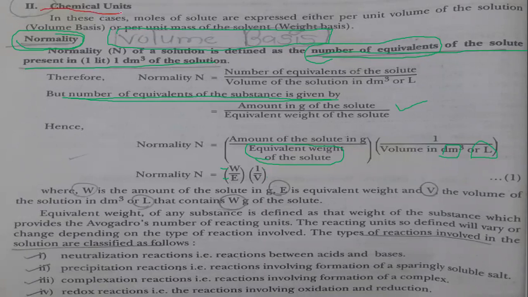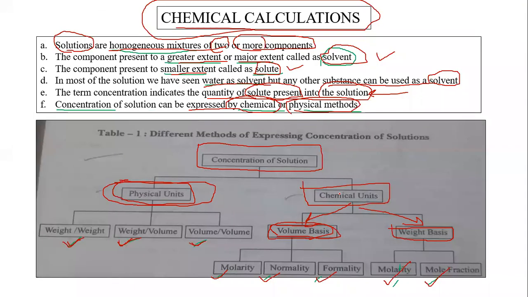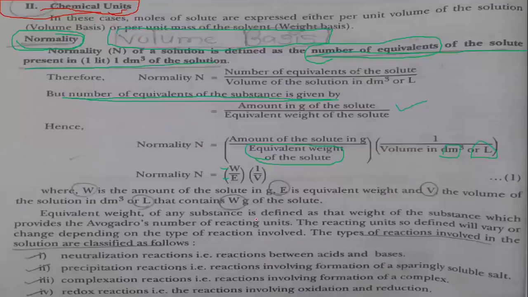In the chemical units, we are going to see volume basis. If you see the first slide, here it is. Chemical units are classified as volume basis and weight basis, out of which we are now just looking at volume basis. So what is the first term in the volume basis? It's normality.